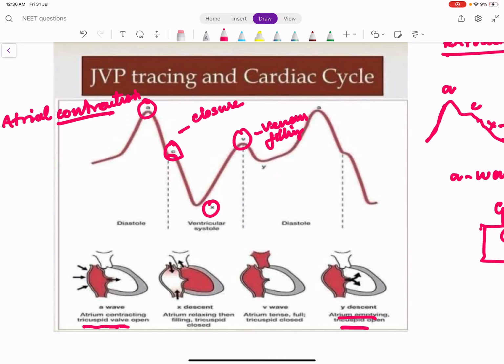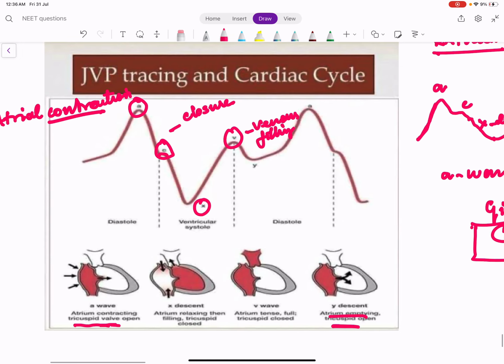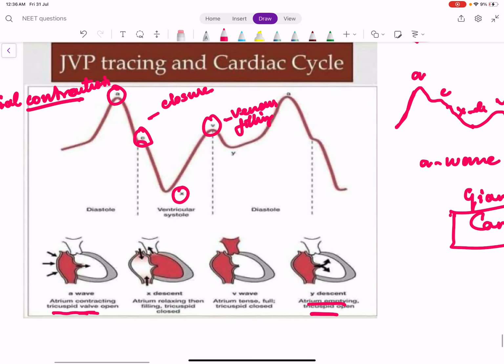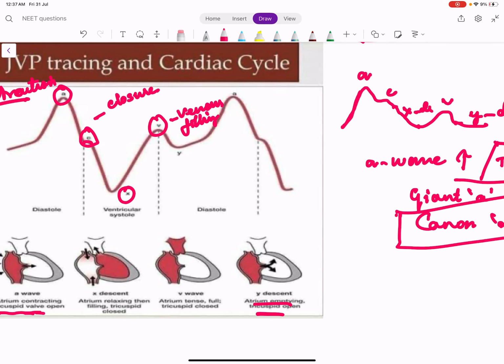X descent is the relaxation of the atrium or descent of the tricuspid valve during ventricular relaxation. V is the venous filling of the atrium, and Y descent is the emptying of blood into the ventricle during ventricular diastole.